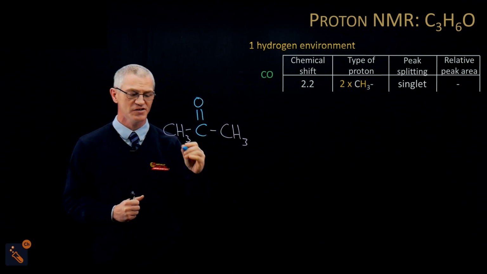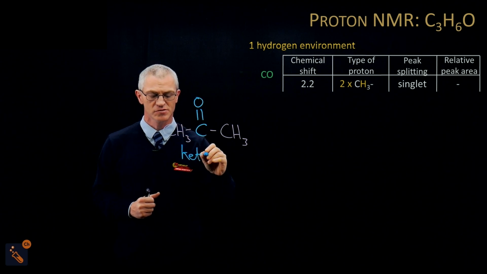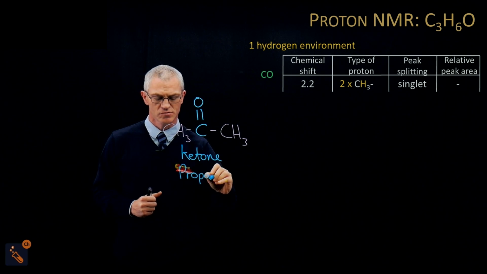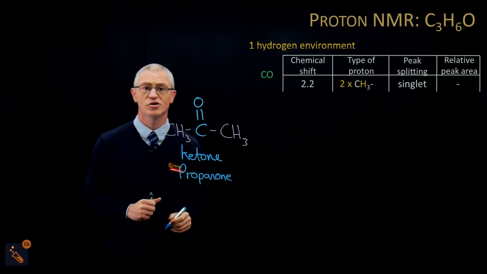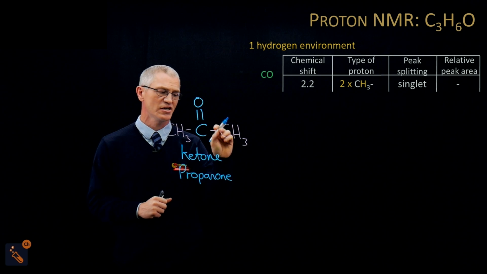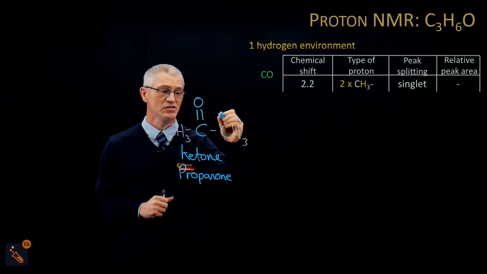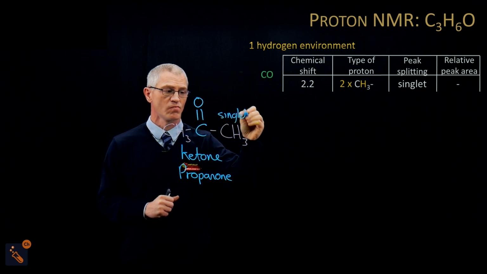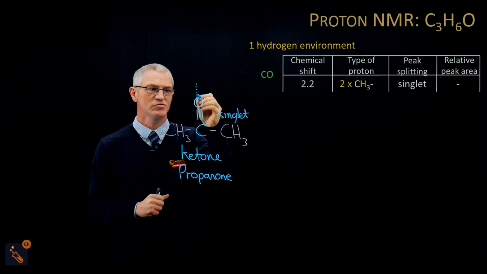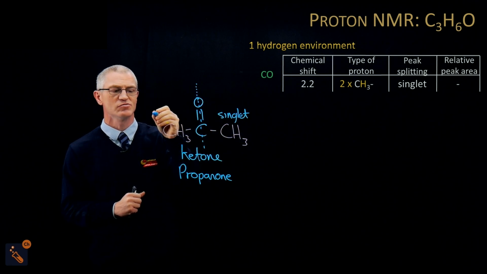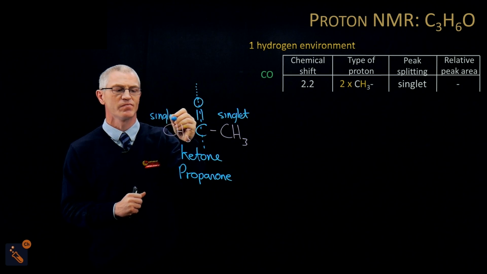And so what we have is a ketone, and this would be propanone. Just to do a check, that is next to a carbon with no hydrogens on, so it would be a singlet. There's a plane of symmetry down the middle here, so these are in the same environment. So this would also be a singlet.